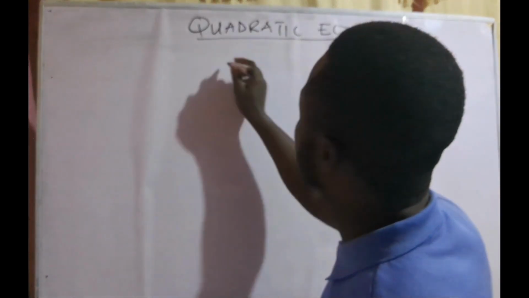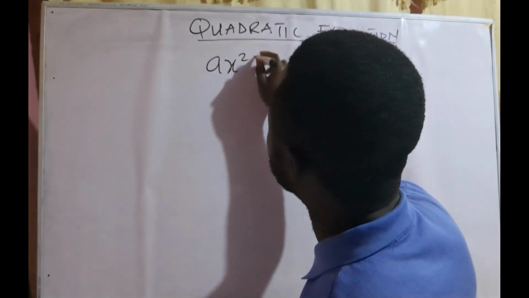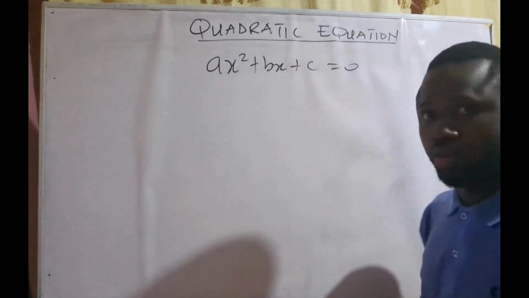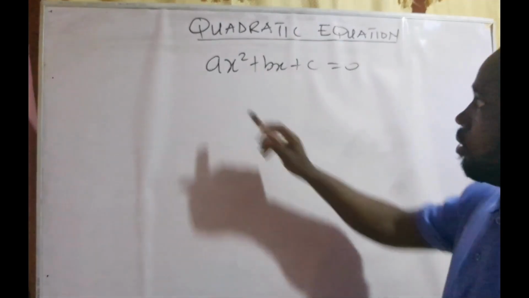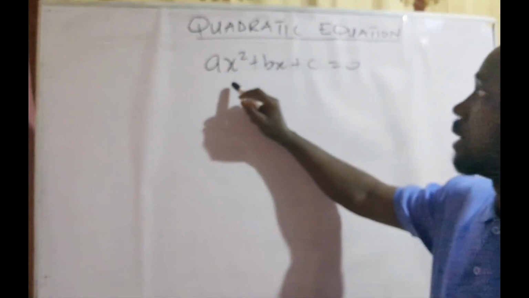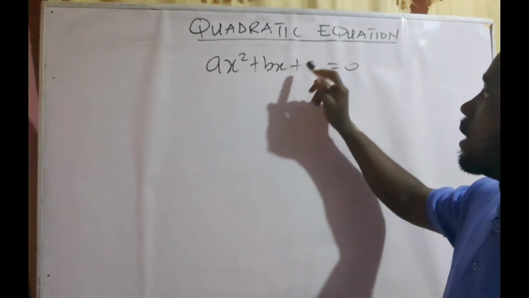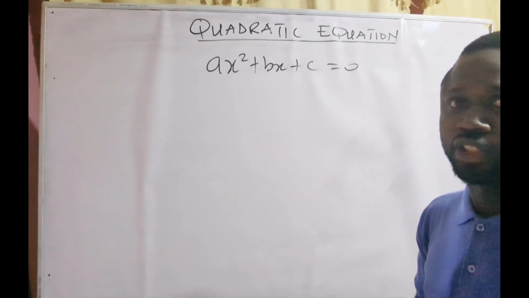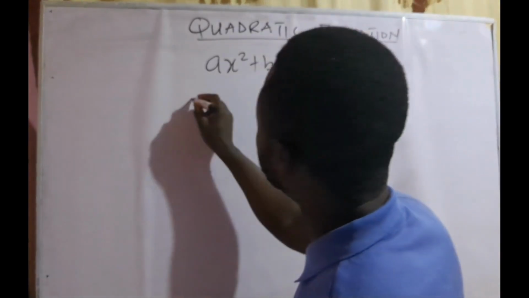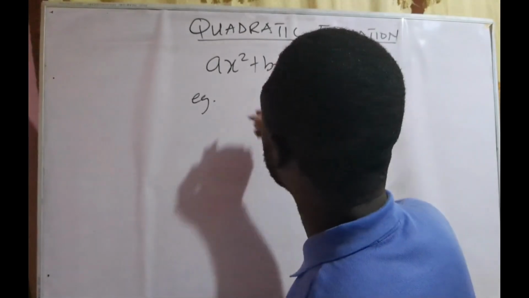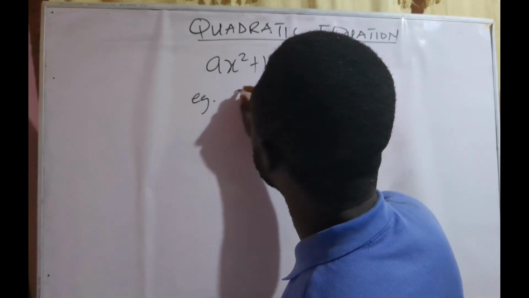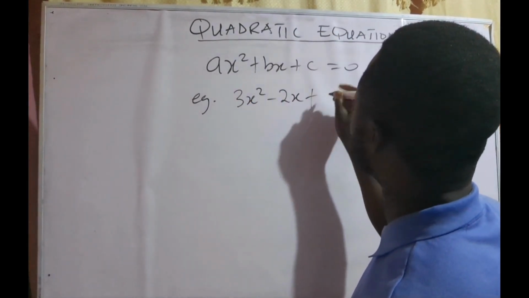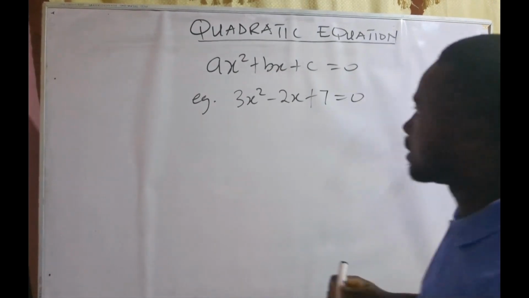All right, so a quadratic equation is first of all in this form: ax squared plus bx plus c equal to 0, right? Where a is the coefficient of the x squared, b is the coefficient of the x, and c is the constant without any variable attached. Okay, so for example, we can have 3x squared minus 2x plus 7 equal to 0.